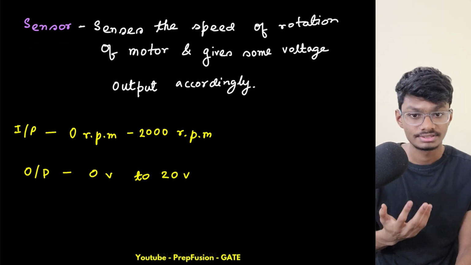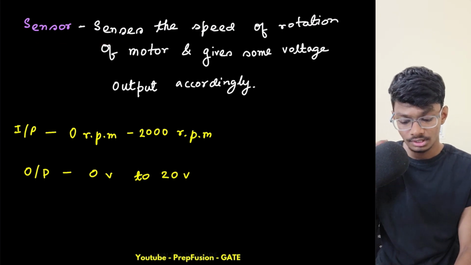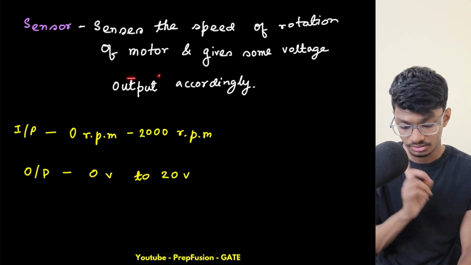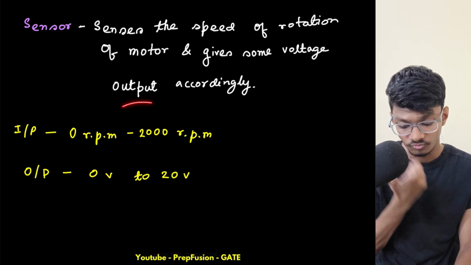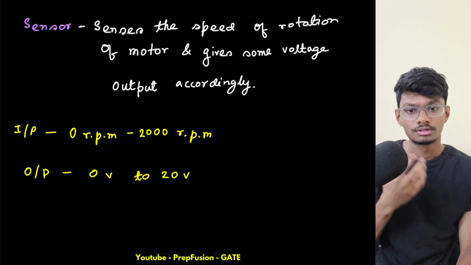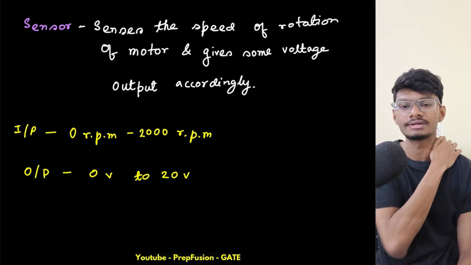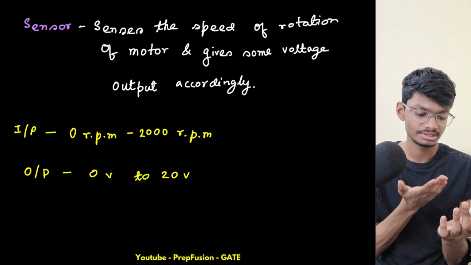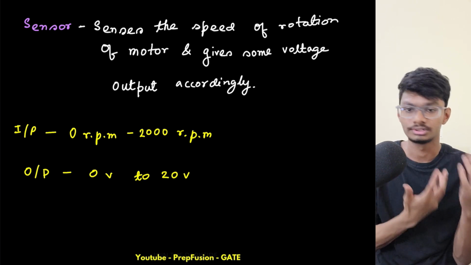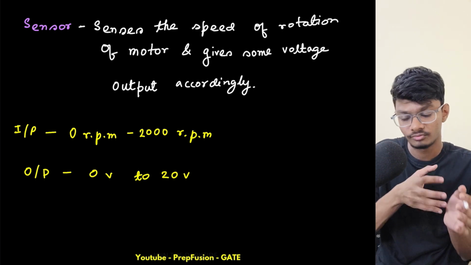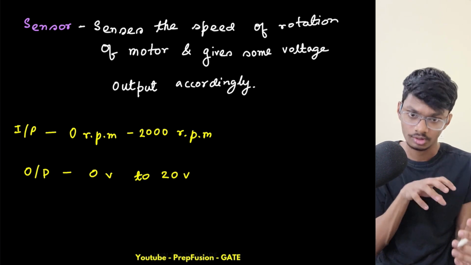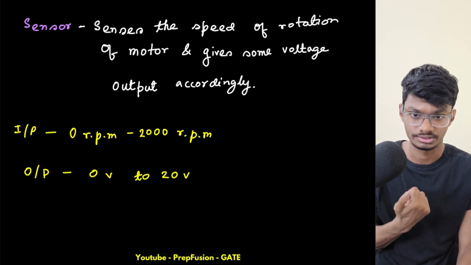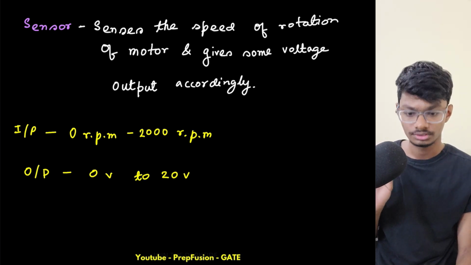Now what is my sensor? The sensor basically senses the speed of rotation of the motor and gives some voltage output accordingly. So let's take a tachometer as an example. A tachometer directly shows you the speed. So a tachometer can be a sensor, and we are converting the speed into a voltage signal. So this is one example of a sensor.